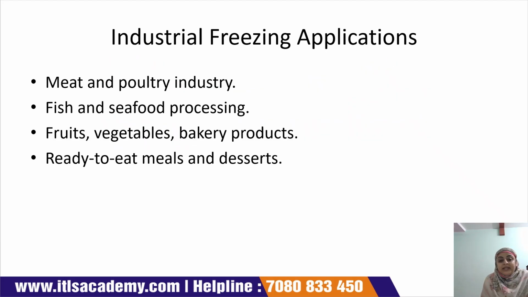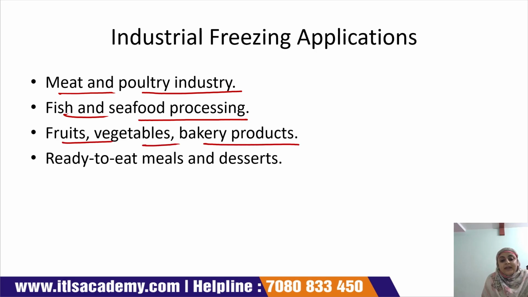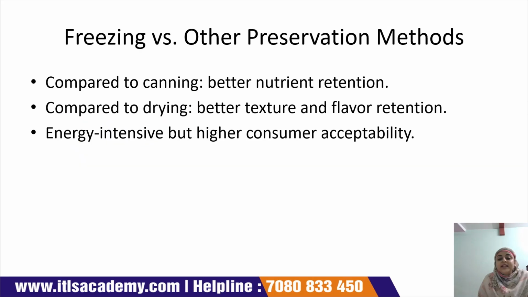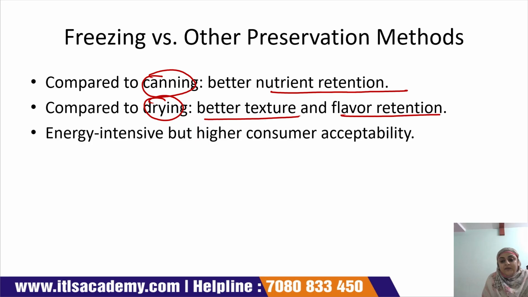Industrial freezing applications like the meat and poultry industry, fish and seafood processing, fruits and vegetables, bakery products, ready to eat meals and desserts. Freezing versus other preservation methods. If we compare freezing with canning, obviously freezing is better because it gives better nutrient retention. If we compare freezing with drying, obviously it gives better texture and flavor retention. Energy intensive but higher consumer acceptability.